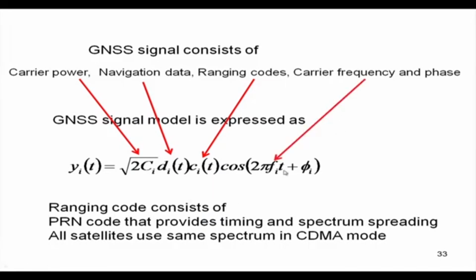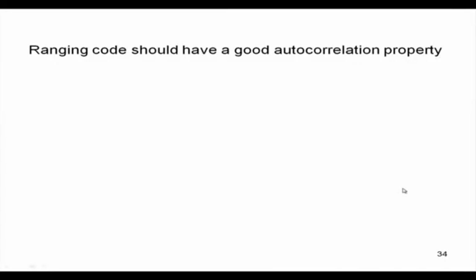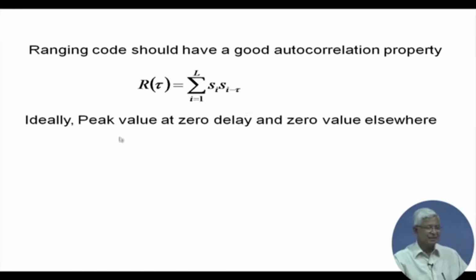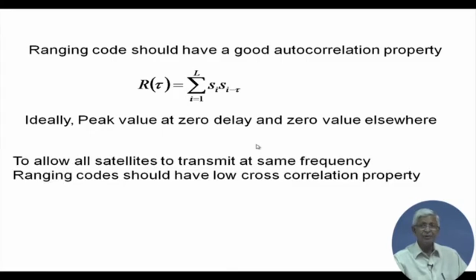And then the carrier frequency is f_i and the phase is phi_i. Now, the ranging code should have a good autocorrelation property, obviously we know. The autocorrelation property R(tau) is expressed as S_i and S_i(t minus tau), like this, and ideally the autocorrelation peak should be at 0 delay and 0 value elsewhere.